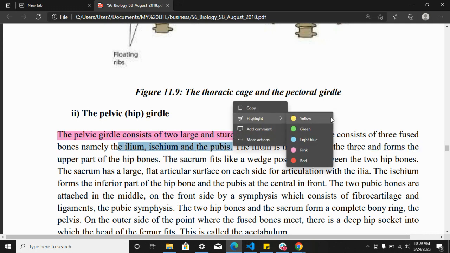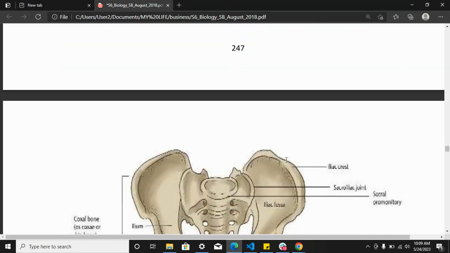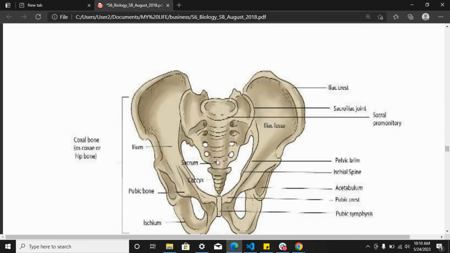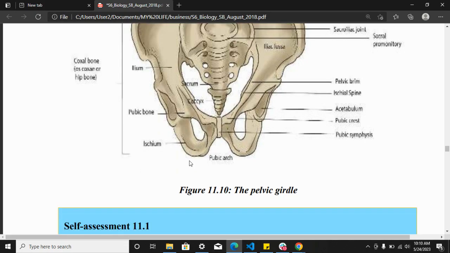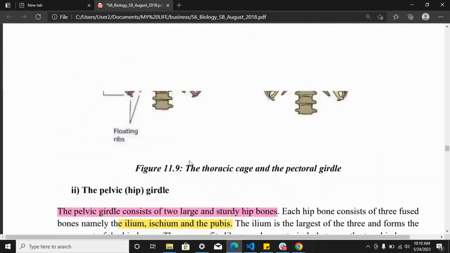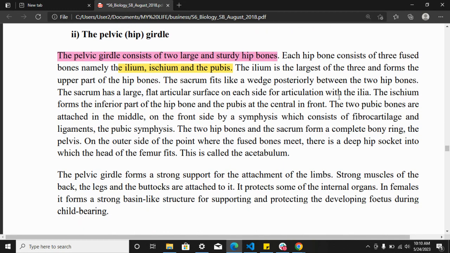Any hip bone yose ikozwe n'ama bones atatu afatanye, ariyo twita ilium. This is the large plate, you can see it. Hanyuma tukagira pubic bone, you can see irimo hano rwagati. Hanyuma tukagira na ischium iri even down, sibyo? So noneho the ilium rero is the largest, twabonye no kugishushanya ko ilium ariyo nini kurusha izindi.